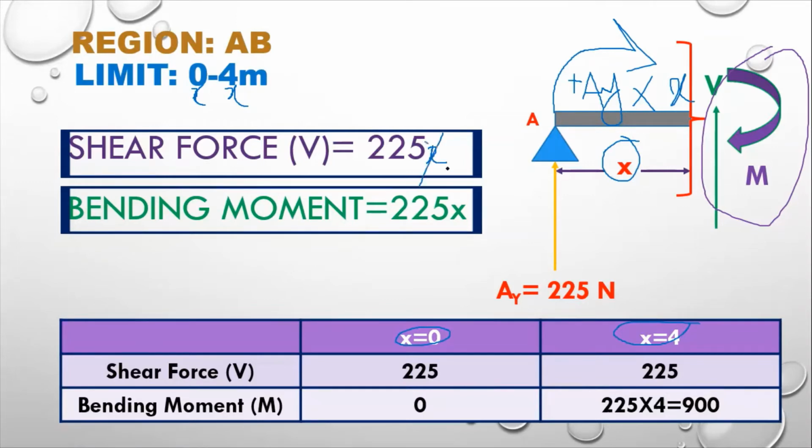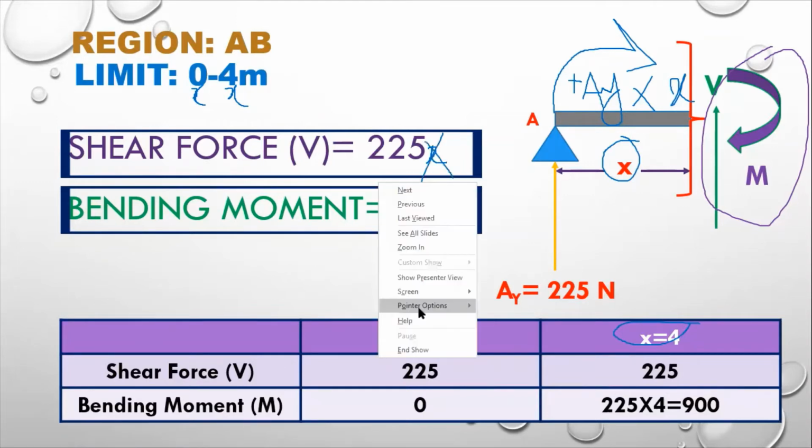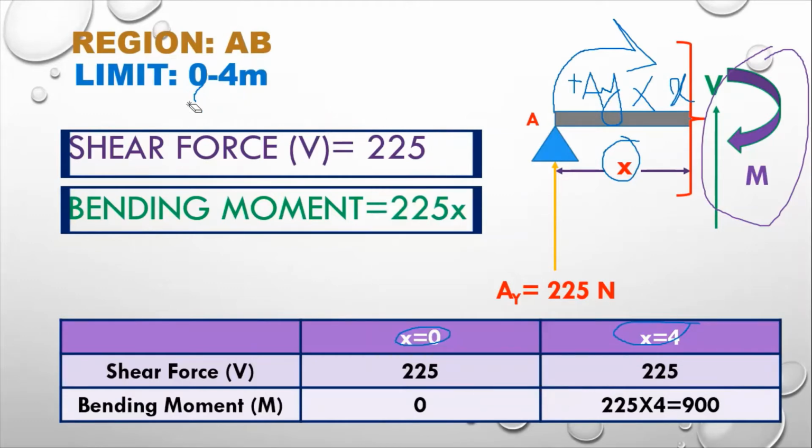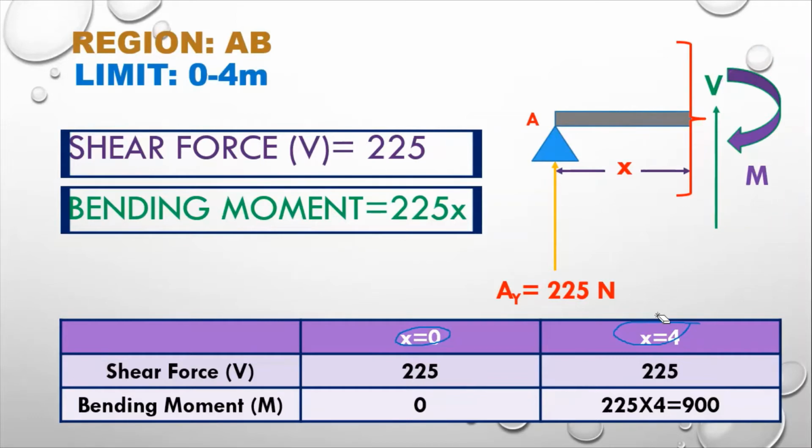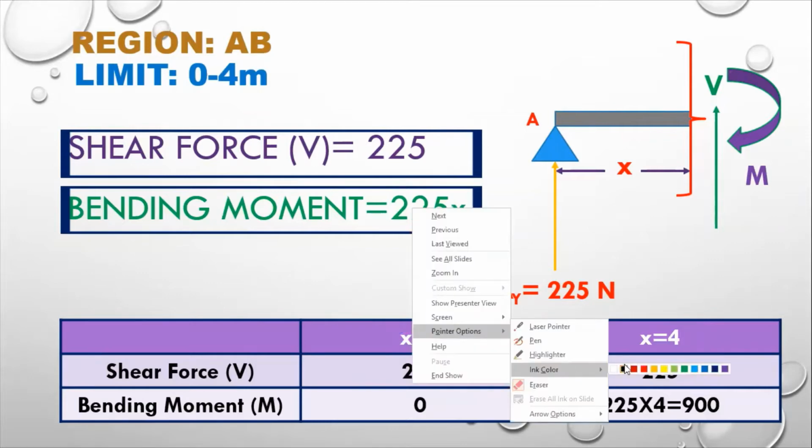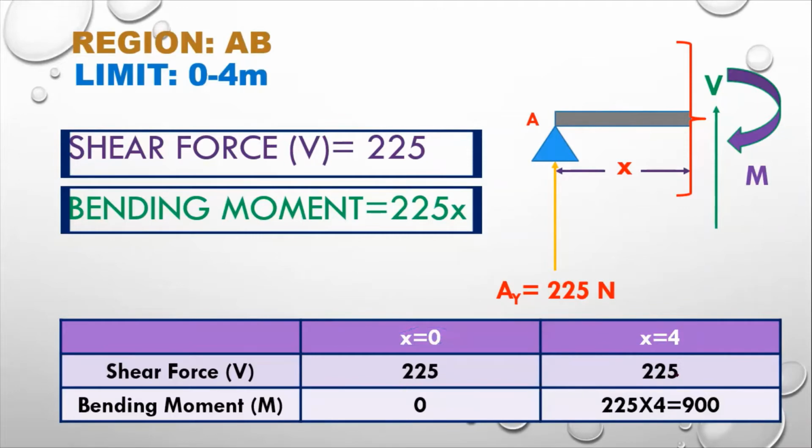Let me rub it, otherwise you will get confused. I think it will be more clear to all of you. For the shear force, it is a constant value and there is no x with it. So I will put 225 here and 225 here: shear force at 0 value and shear force at 4 value.